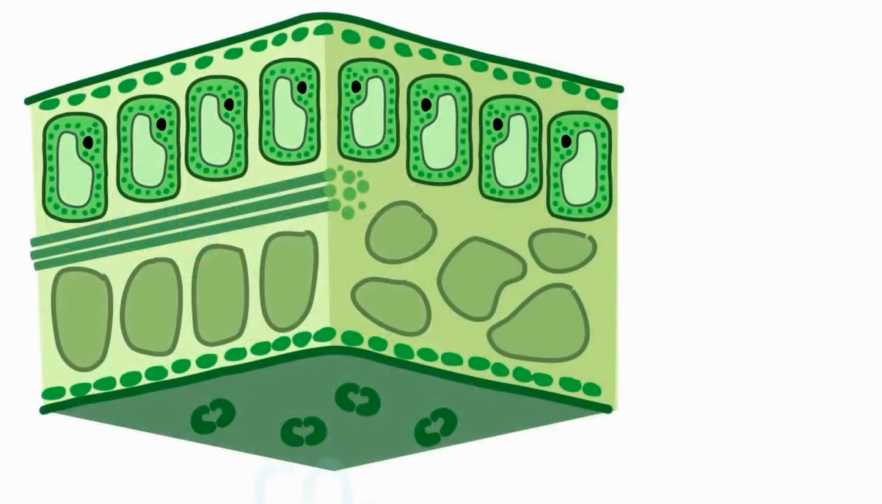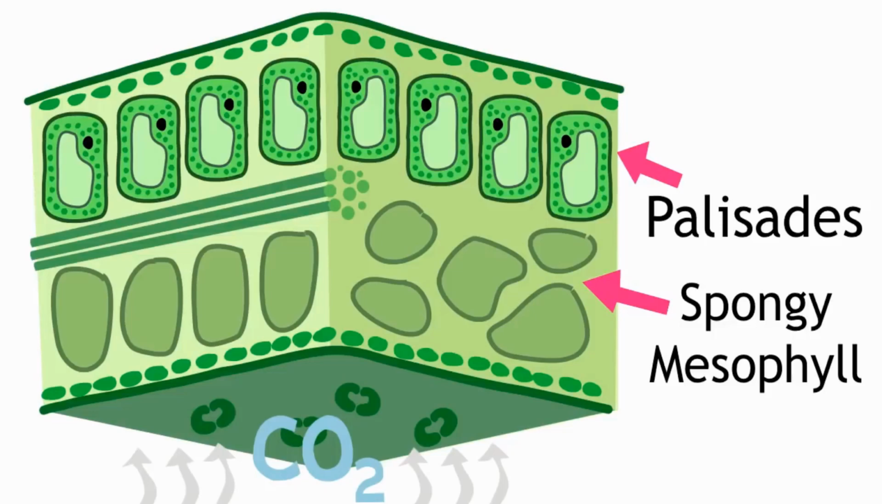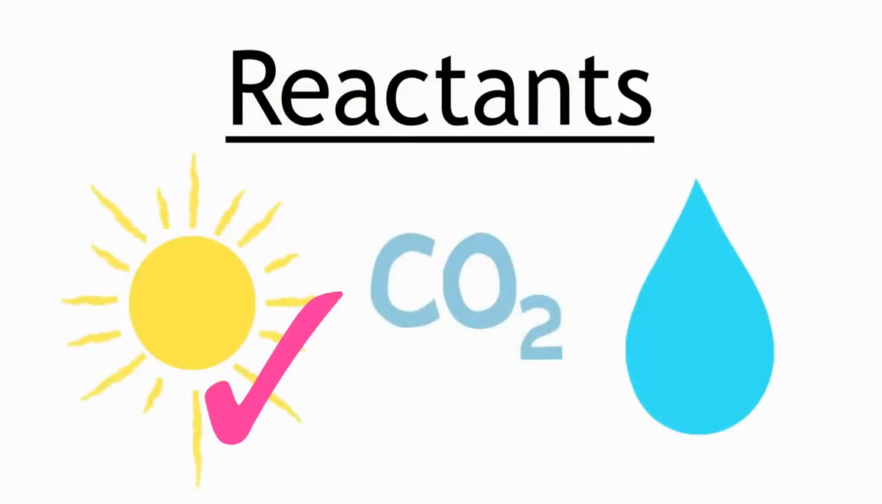So the carbon dioxide comes in through the stomata, makes its way through the gaps in an airy layer of cells called the spongy mesophyll at the bottom part of the leaf, and then heads up to the palisade layer for photosynthesis. Leaves are thin so that the carbon dioxide won't have too far to travel. So we've got sunlight and carbon dioxide now.